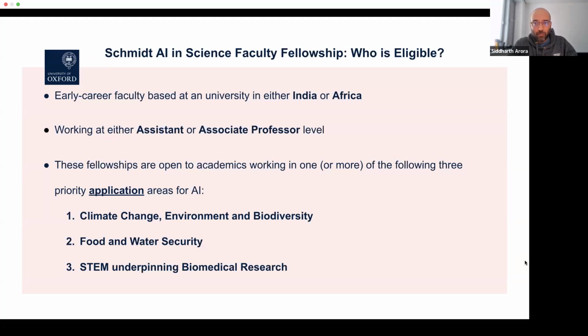And what are we looking for? Faculty who are working in one or more of the following 3 priority application areas, which are climate change, environment, and biodiversity is our area 1.